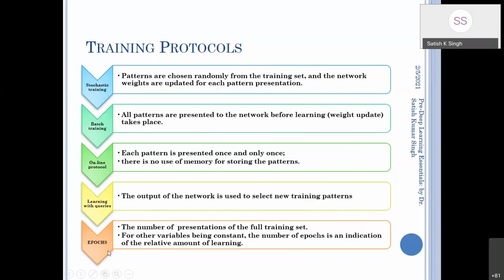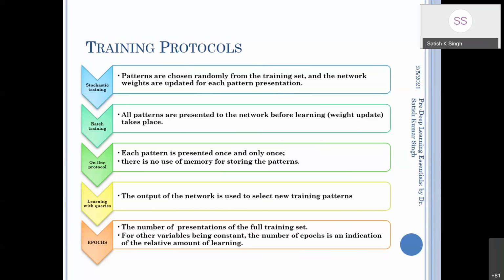And here we should understand the meaning of epoch: the number of presentations of the full training set. You present the full training set once, it is one epoch. You accumulate all the error, and then update the weights. Then a second time, present all the samples, accumulate the error for all the samples, and then again update.